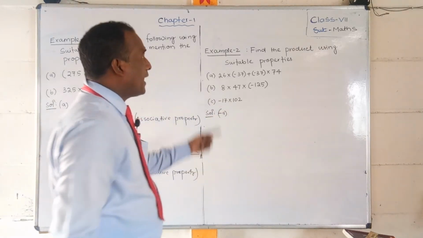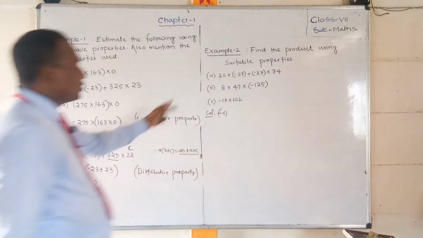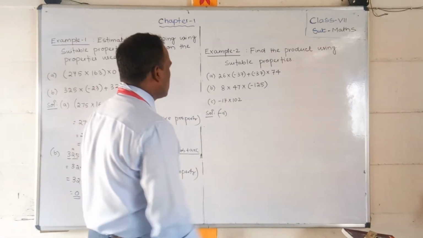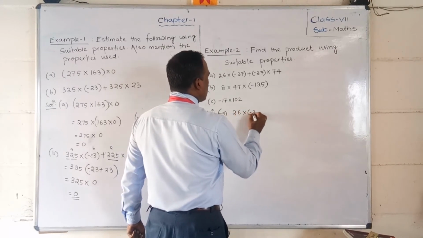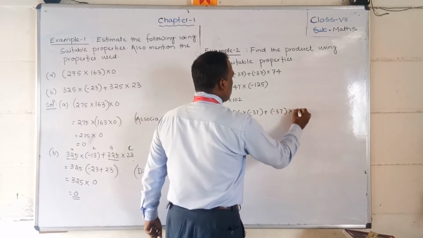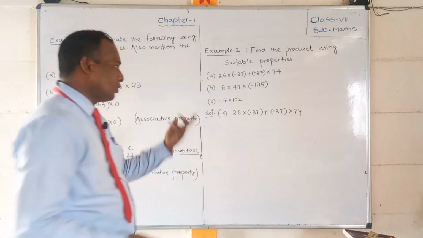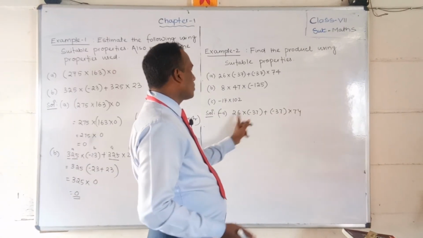Look at here, find the product using suitable property. This is also suitable property, this also suitable property. So difference, what is that? You should observe that. First question, 26 into minus 37 plus minus 37 into 74. Students observe, this is also distributive property है, क्योंकि इधर देखो -37 दोनों नंबर को मल्टीप्लाई है.